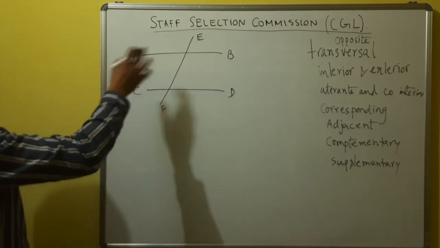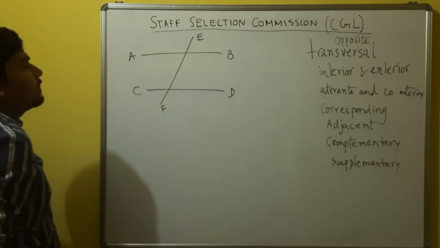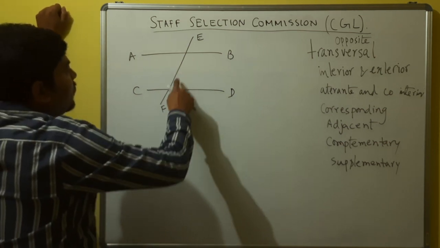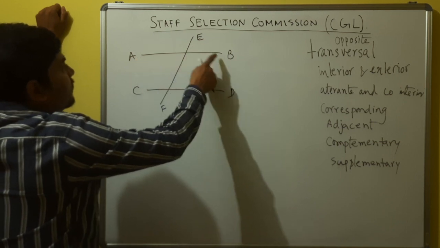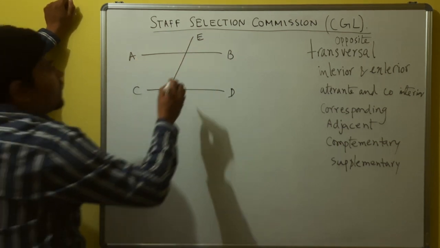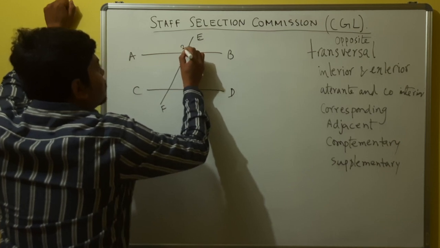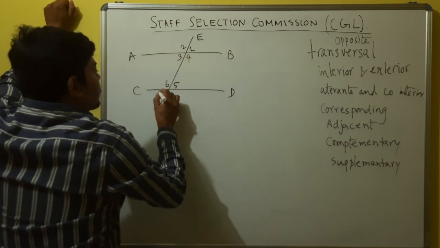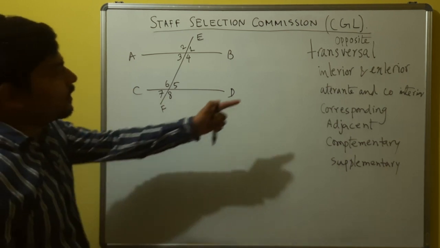Now it forms several angles: 1, 2, 3, 4, 5, 6, 7, 8. Eight angles it formed. I am not going to name them with letters like AOE, BOD, as it will take time. For the time being, I am just giving them numbers. This is 1, this is 2, this is 3, this is 4, this is 5, this is 6, this is 7, this is 8. So eight angles were created.